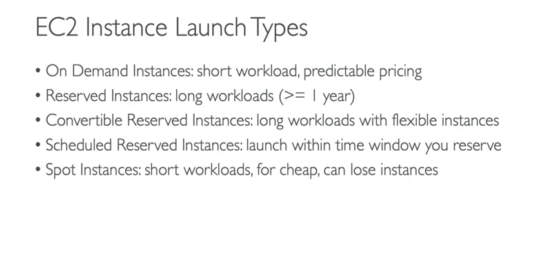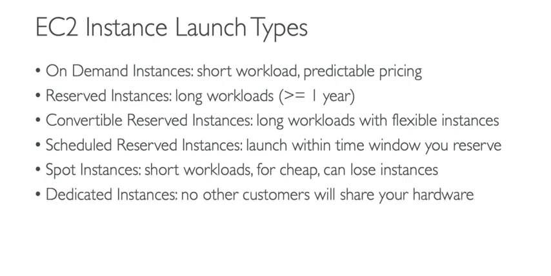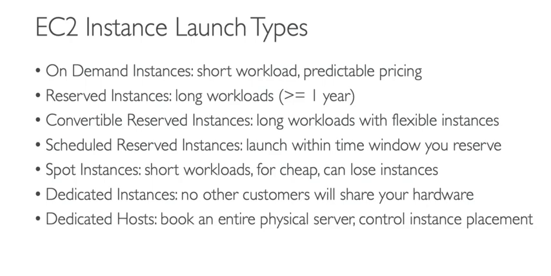So it's for short workloads, very, very cheap, but we have the risk of losing instances. Dedicated instance, this is where no other customer will share our underlying hardware. So when we book an EC2 instance, by default, we share the underlying hardware with other people, but with dedicated instances, we don't. And finally, very tricky, I know, it's called dedicated host, where we book the entire physical server. And then the advantage compared to dedicated instances is that we can control the instance placement. Now, this is all the launch types you need to know.